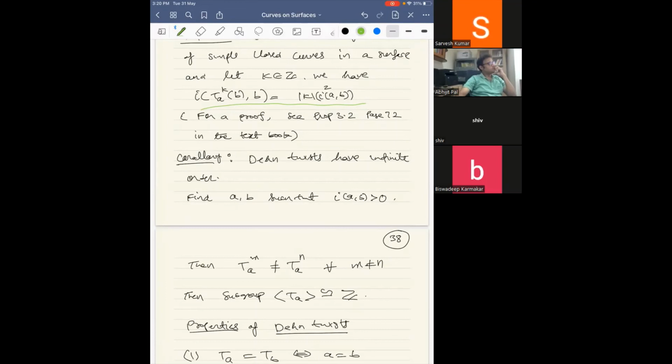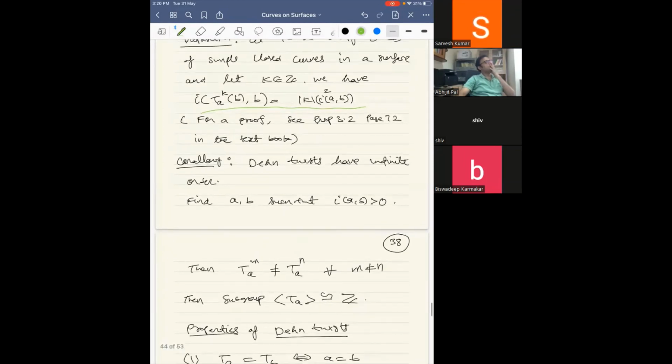So you can start with some two curves A and B whose intersection number is positive. That is always possible, right? Whenever the intersection number is some non-zero quantity, let's say 1 or 2, whatever. If you change k, the right-hand side here changes. So for different powers of k, you have different action on B, which you can see from here. Because if the action is the same, then the intersection number will also agree.